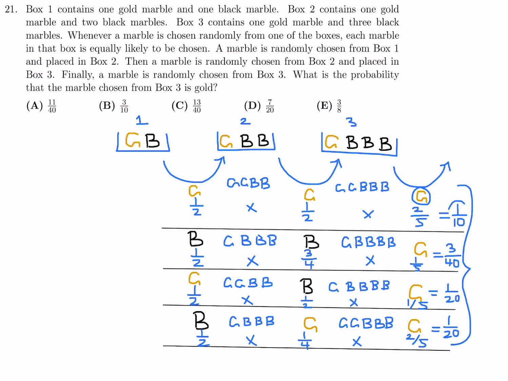Now I've got to add up these guys. This, this, this, and this. When you add those 4 fractions and reduce to lowest terms if you need to, it will be 11 over 40. And that is the answer to number 21, choice A.